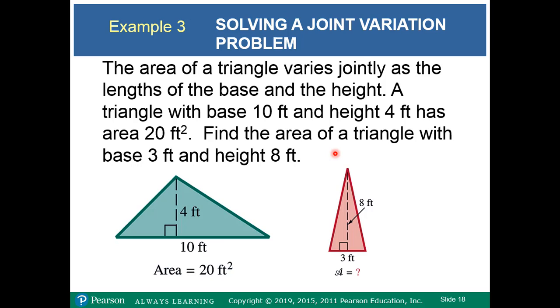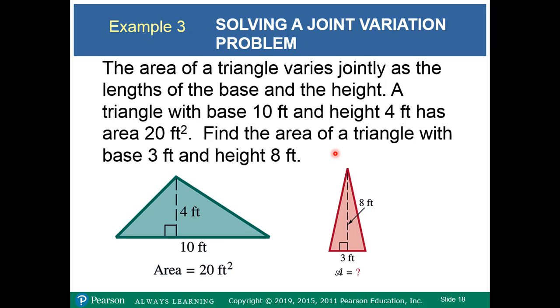So here's an example. The area of a triangle varies jointly as the length of the base and the height. Okay, so as the height increases, the area is going to increase. As the base increases, the area is going to increase as well. So a triangle with a base of 10 feet and a height of 4 feet has an area of 20 feet squared, 20 square feet. And of course you can verify that that's true.